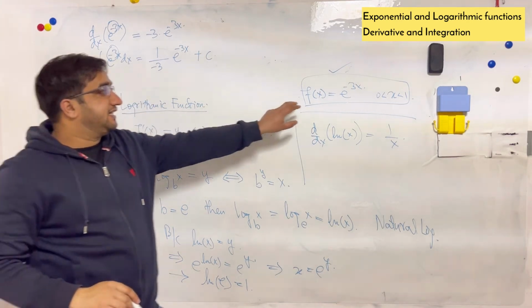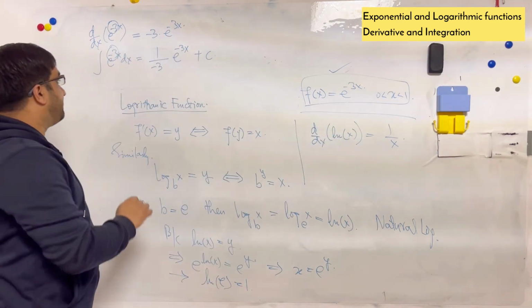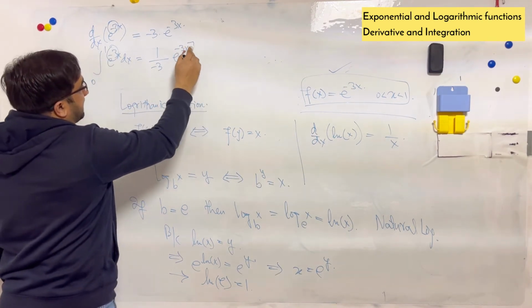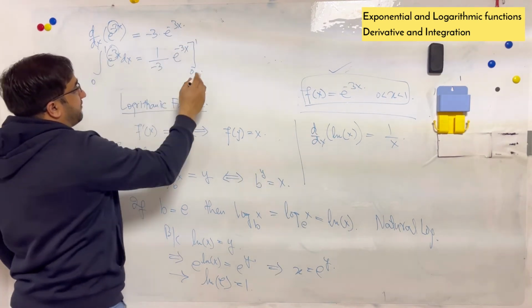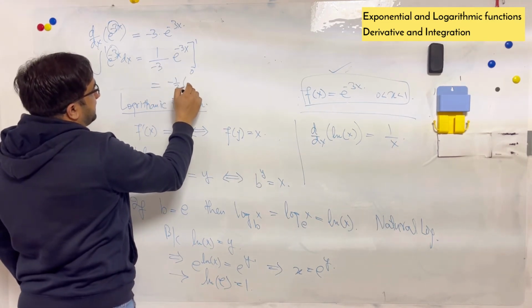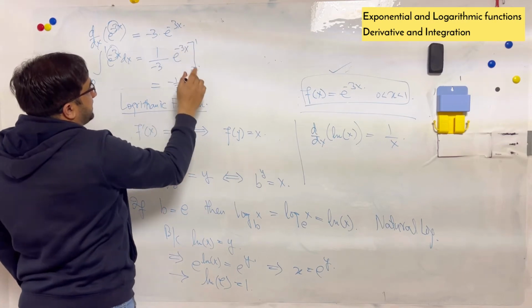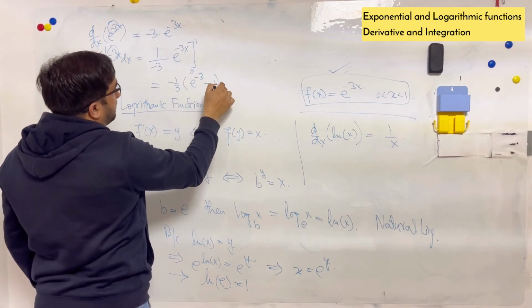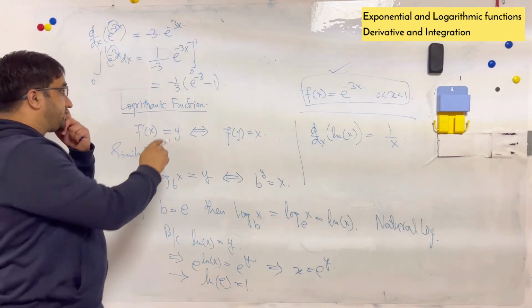So here the integral is definite between the limits 0 and 1, so there is no meaning of c. We will have the limits 0 and 1. And when we plug in the limits, it becomes minus 1 by 3 times e raised to the power minus 3 for the limit 1, minus e raised to the power 0, which is 1. This is the answer.